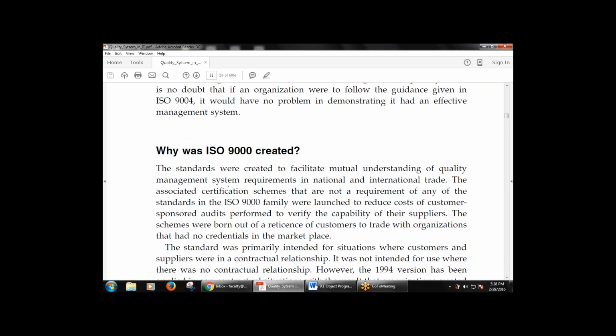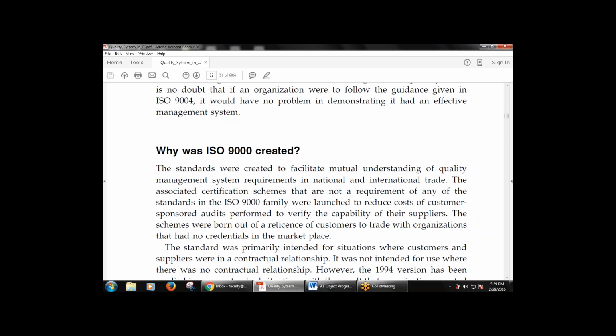The main reason is that the standards were created to facilitate the mutual understanding of the quality management system. That is a system requirement in national and international trade, and the associated certification schemes are not a requirement of any of the standards in the ISO 9000 family. They were launched to reduce the cost of consumer-sponsored audits performed to verify the capabilities of their suppliers.